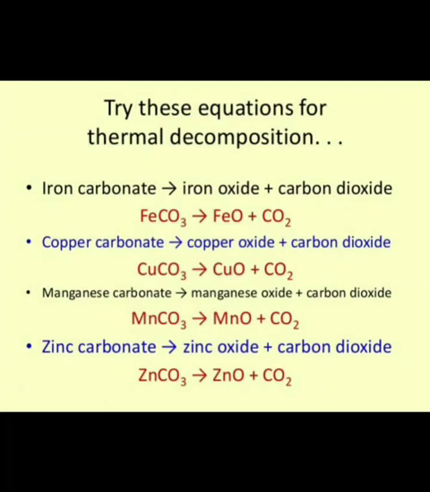And see, that is copper carbonate, CuCO3. When it is decomposed, what does it produce? That means metallic oxide plus carbon dioxide, that is CuO plus CO2. And like this, manganese carbonate, that is MnCO3. When it is decomposed, it produces manganese oxide, MnO, plus CO2. And zinc carbonate, when it is decomposed, it produces zinc oxide plus carbon dioxide. That means ZnCO3, when it is decomposed, produces ZnO plus carbon dioxide.